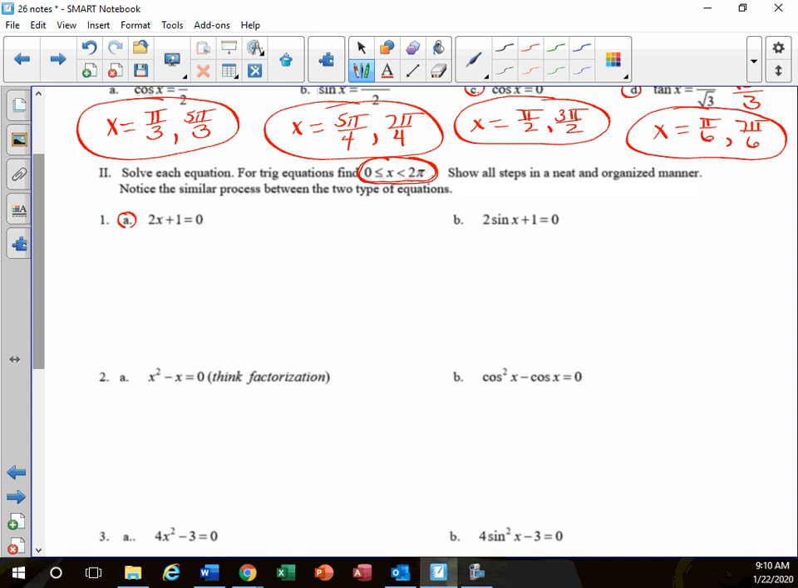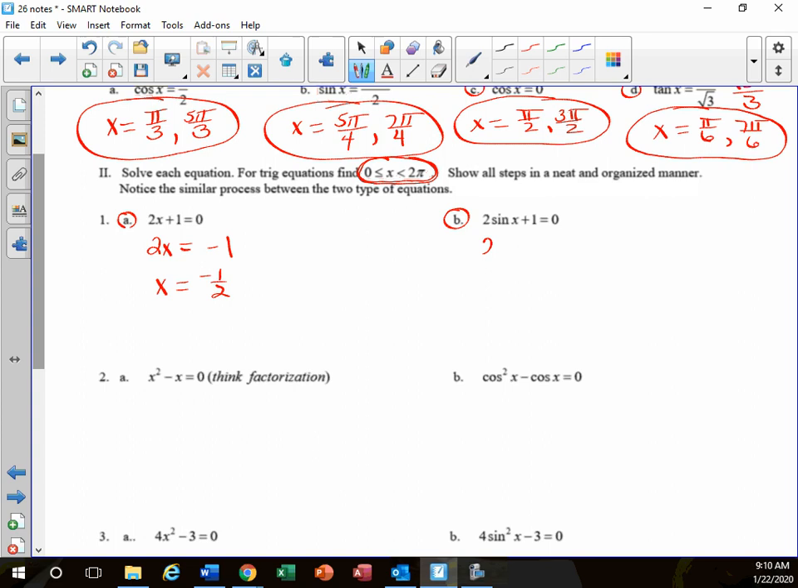Yes. All right, what do I do? Subtract the 1. Perfect. Then what? Divide by the 2, I get x equals negative 1/2, right? Okay. Look at b that is next to it over here. Now I put a sine of x in there, but the process of how you solve it is the same as what you did on the left.